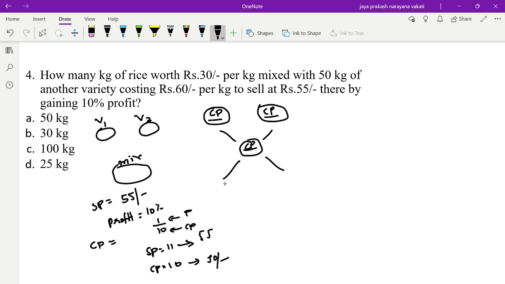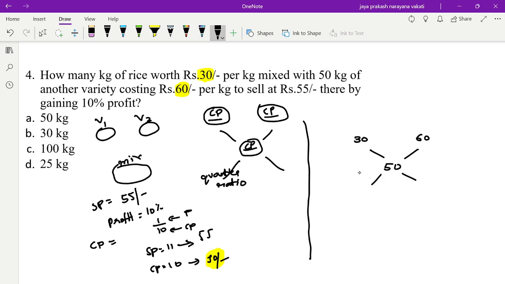And what is the ratio I'm going to get here in the butterfly method? The quantities ratio. From this, I'm going to calculate the problem. So what is the initial variety cost price? 30 rupees. And the second variety cost price is how much? 60 rupees. Resultant cost price is 50 rupees. So the first variety 30 rupees cost price, second variety 60 rupees cost price, resultant is 50 rupees cost price.